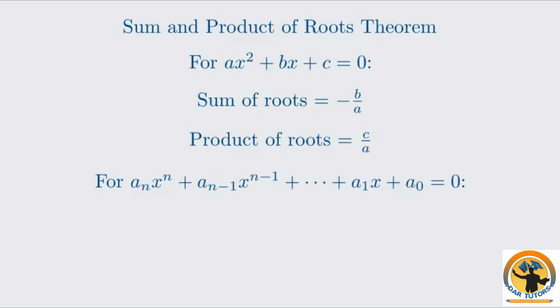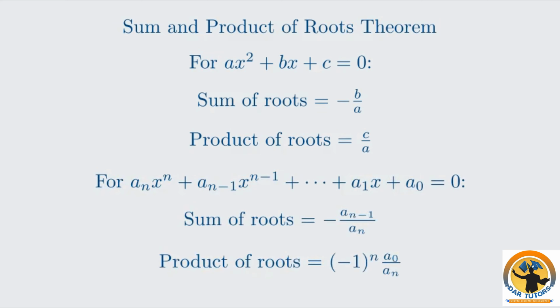This theorem generalizes to polynomials of any degree. For a general polynomial equation of degree n, the sum of the roots is always negative a sub n minus 1 divided by a sub n. The product of the roots is negative 1 to the power of n times a sub 0 divided by a sub n. Let's apply this to an example.